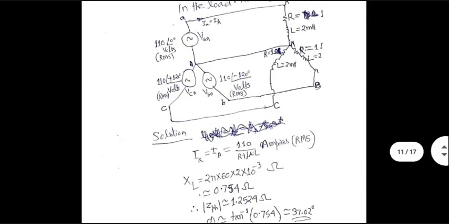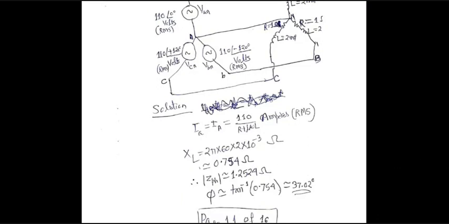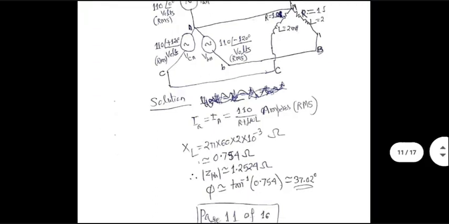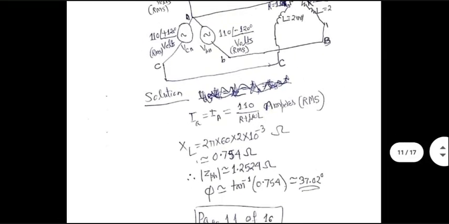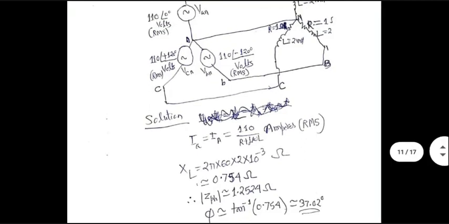R is 1 ohm. So the impedance ZPH is 1 plus j 0.754 ohm. If you take the magnitude, you will get approximately 1.2524 ohm. And if you take the phase angle, that is phi, which will be tan inverse of 0.754 divided by 1. That works out to 37 point something in degrees. And I'm calculating current in RMS values directly, so I'm not using the square root of 2 correction factor.